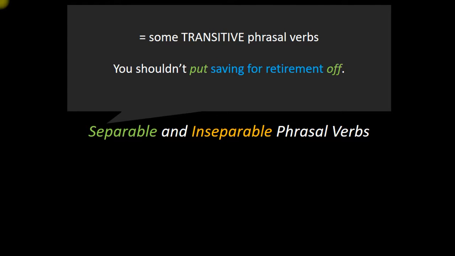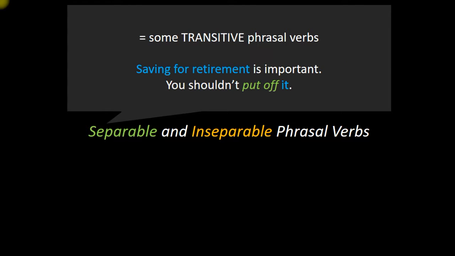So the point is that we can separate the phrasal verb with the object. You shouldn't put saving for retirement off. So this may sound a little bit strange, but it's grammatically possible. And sometimes we do this with separable phrasal verbs. Now, note that we don't have to separate it. Put off saving for retirement is just fine. We don't have to separate it, but we can.